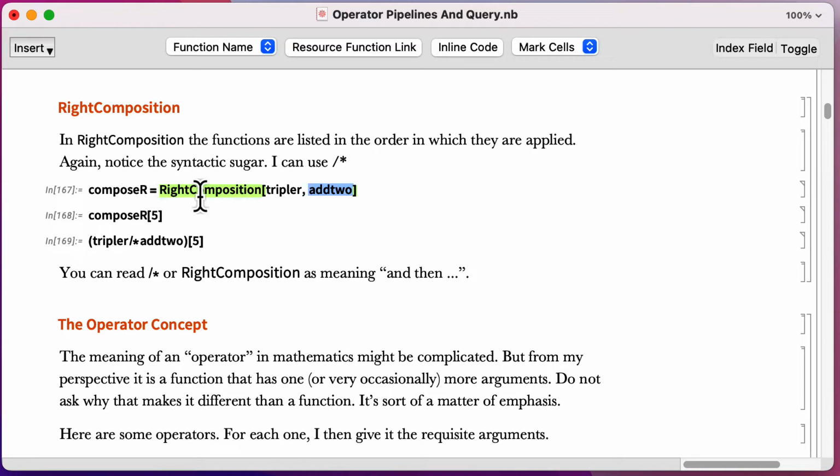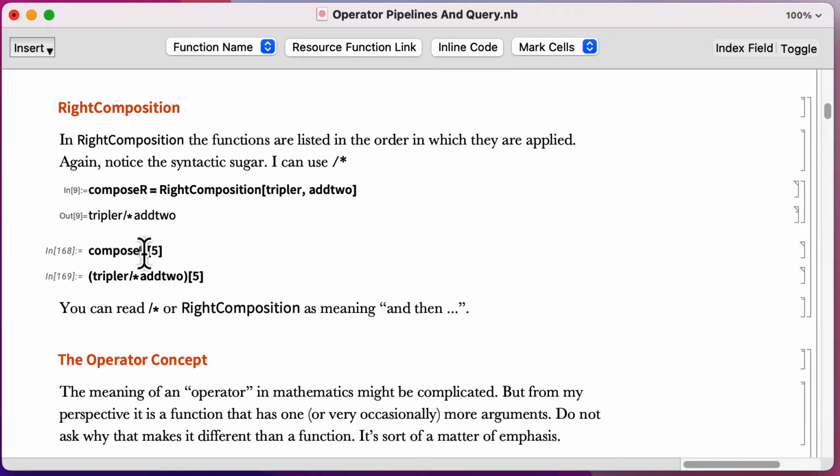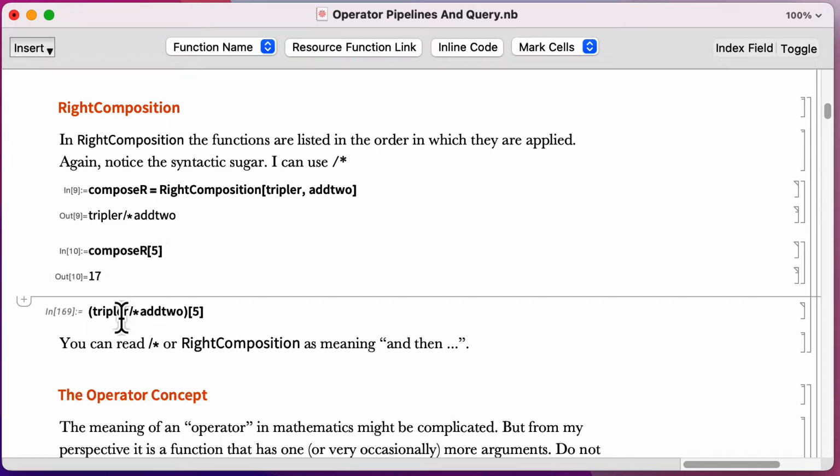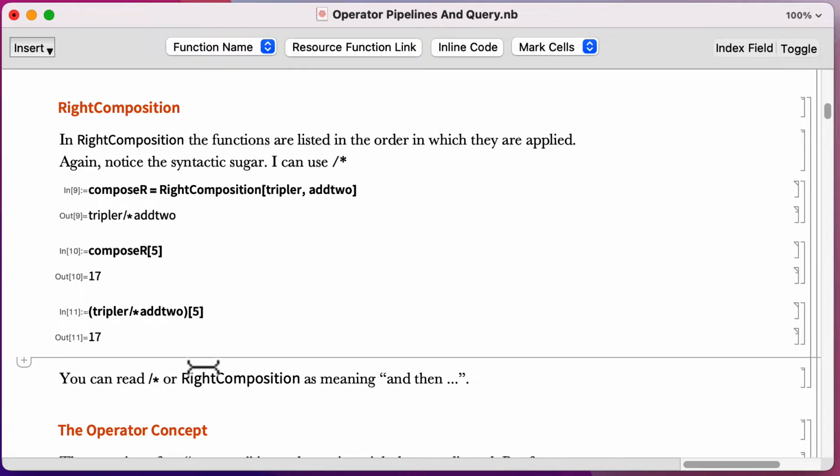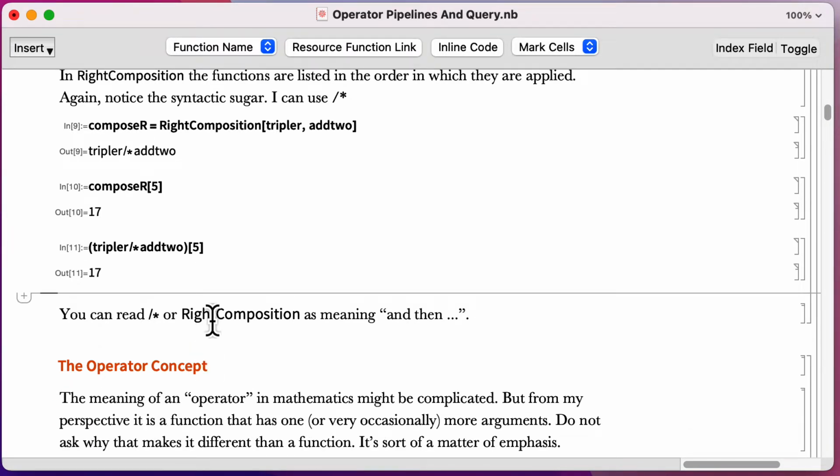And we'll call this right composition composer, and we can apply it to 5 and we get 17. Or we could write it this way. You don't have to name it. Just say tripler /* add 2, where /* is the syntactic sugar for right composition, and apply it to 5. And when you see right composition, I want you to think of it as meaning "and then." So tripler, and then add 2.